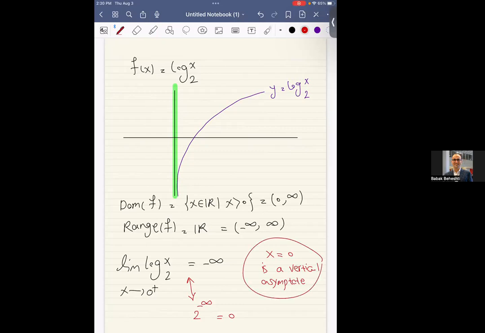And you see here the vertical asymptote, x equal to 0, because x equal to 0 is the y-axis, right? So you see it's a vertical asymptote. If you have different bases, instead of log x with base 2, you can have different bases, like log x with base 3 or 5. They're all the same if the base is bigger than 1.